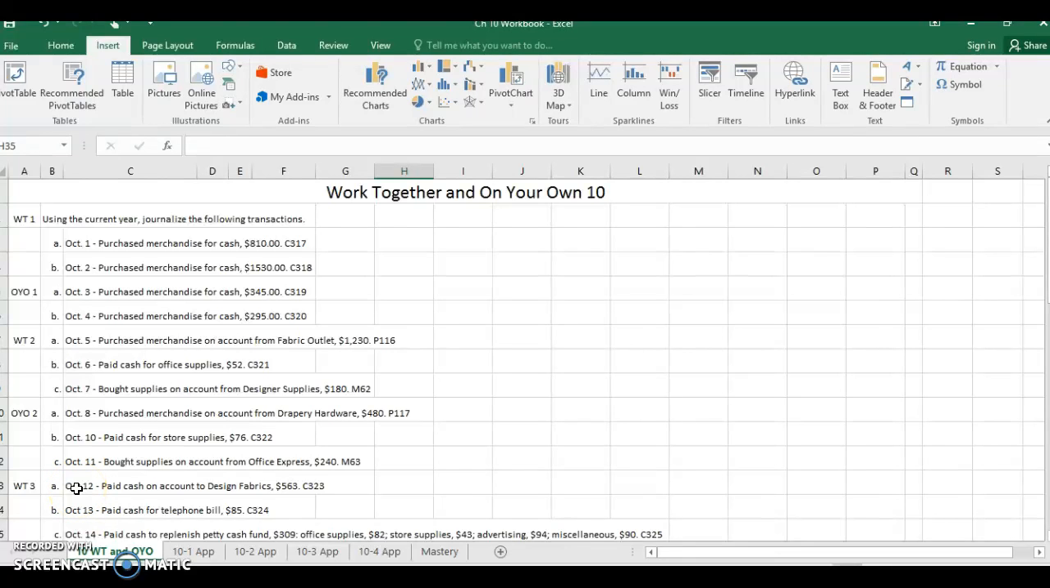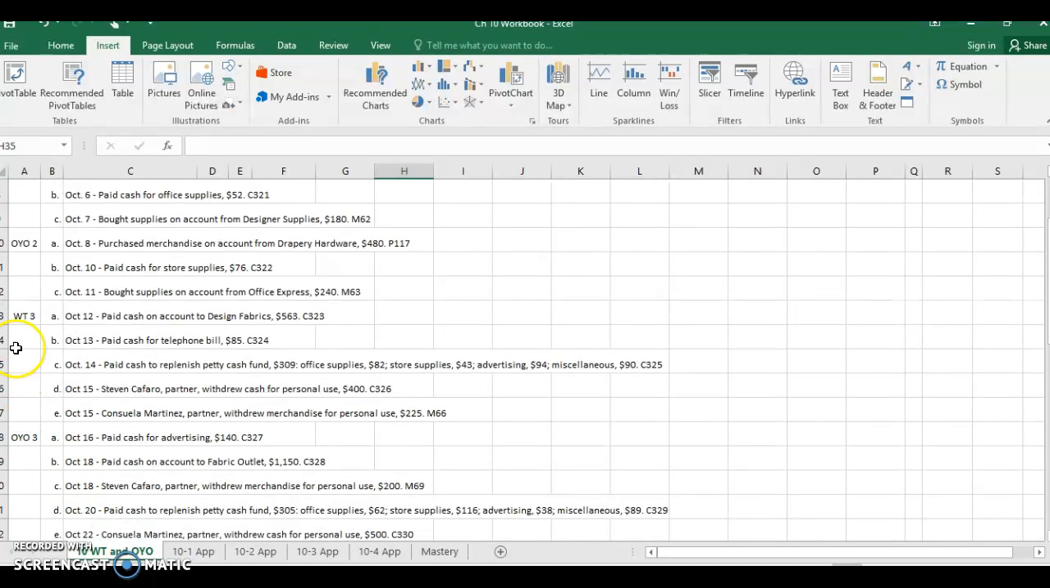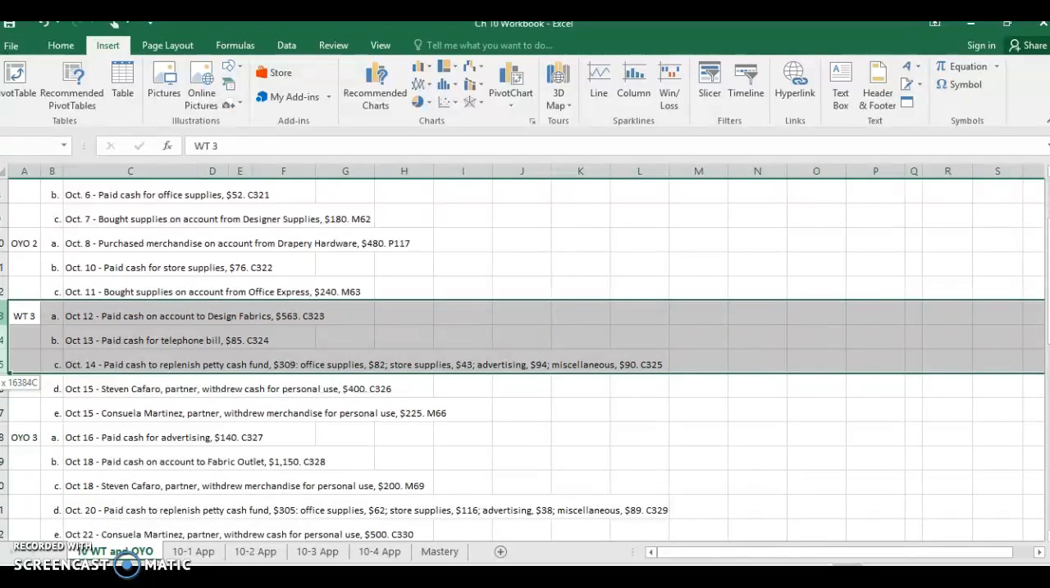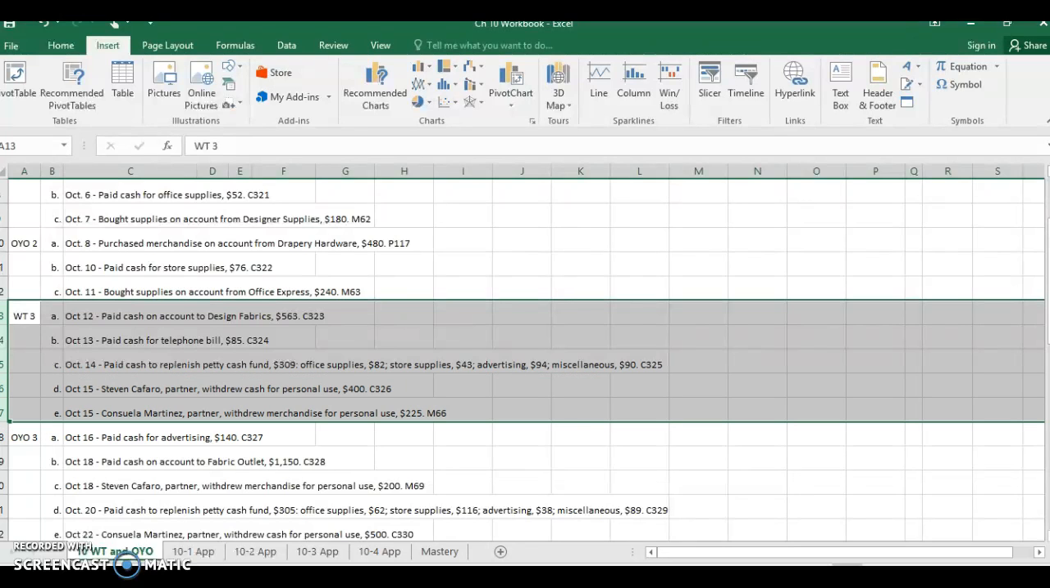Alright, last section of Chapter 10, 10.3. We're going to do cash payments and other transactions. We have a bunch in this one, but nothing too earth-shattering or brand new for you. You'll be fine. Okay, so we have 5 transactions. Starting on October 12th, paid cash on account, then paid cash for a telephone bill, replenished our petty cash, and then on the 15th, partners withdrew cash for personal use and withdrew merchandise for personal use. Okay, so some of those you have seen before, some of them are brand new.